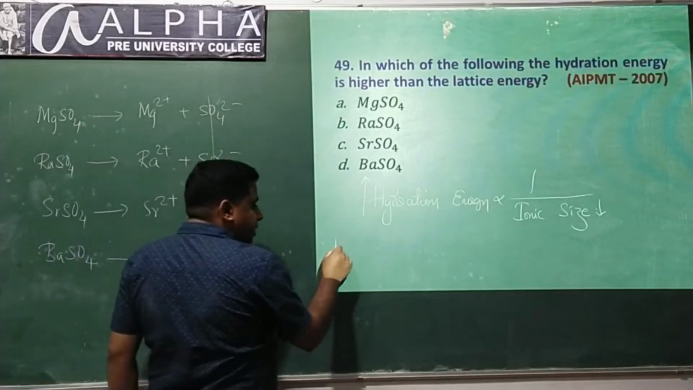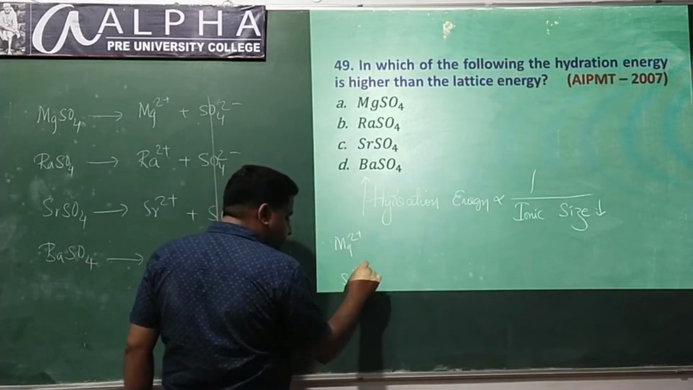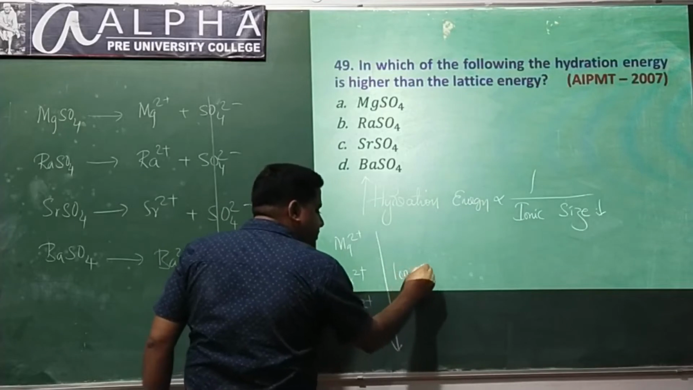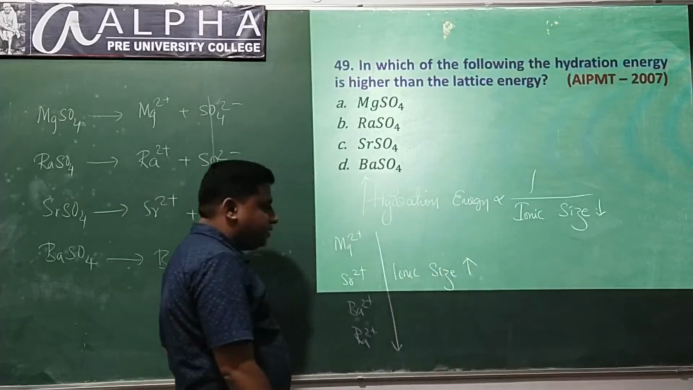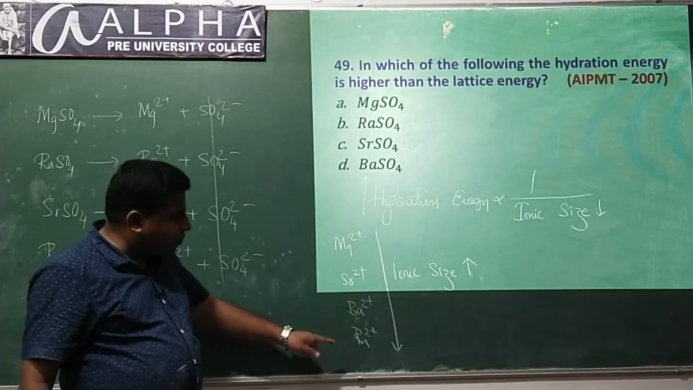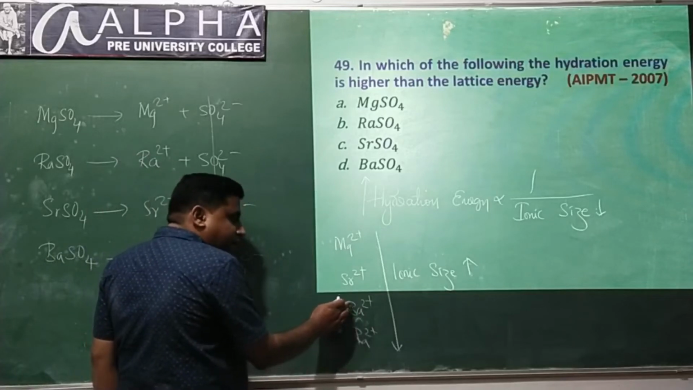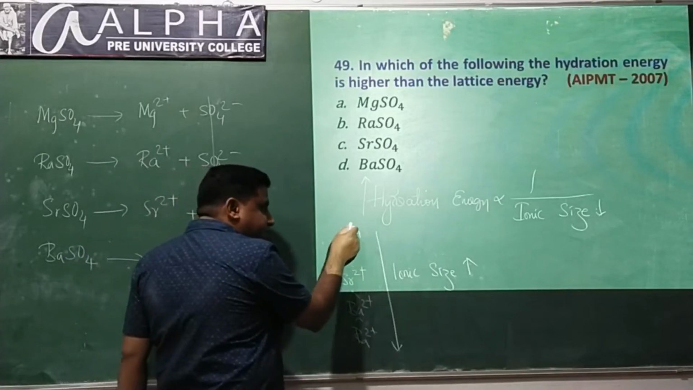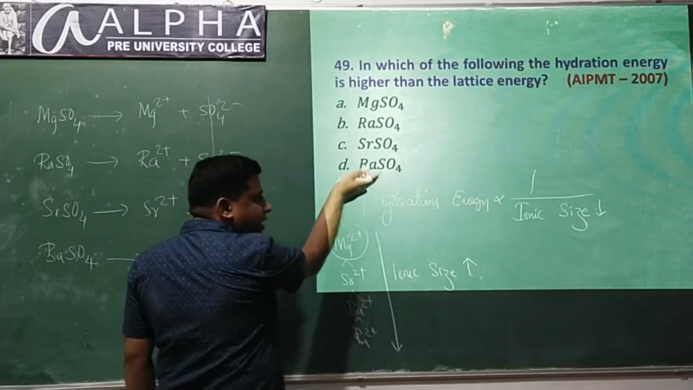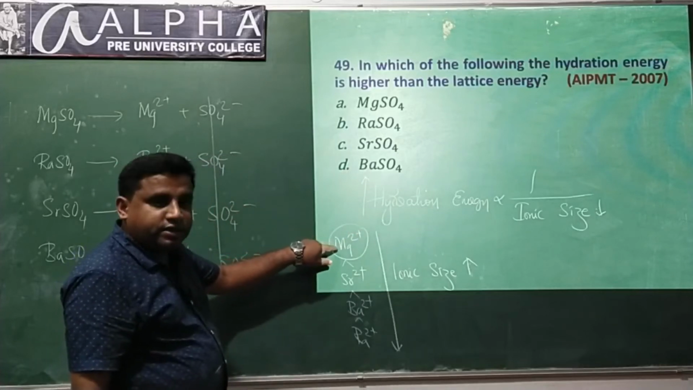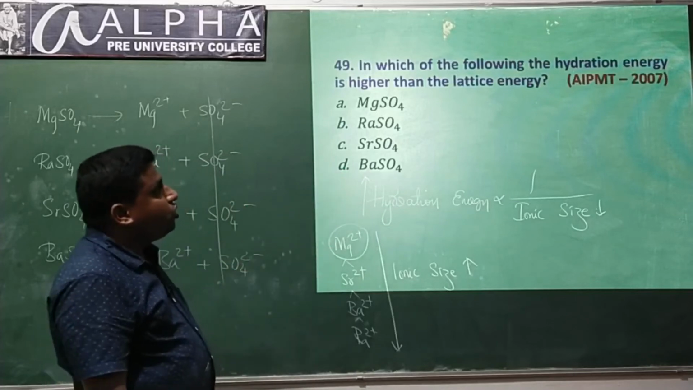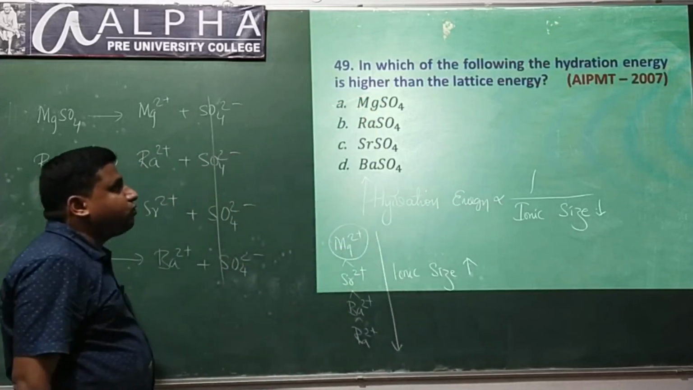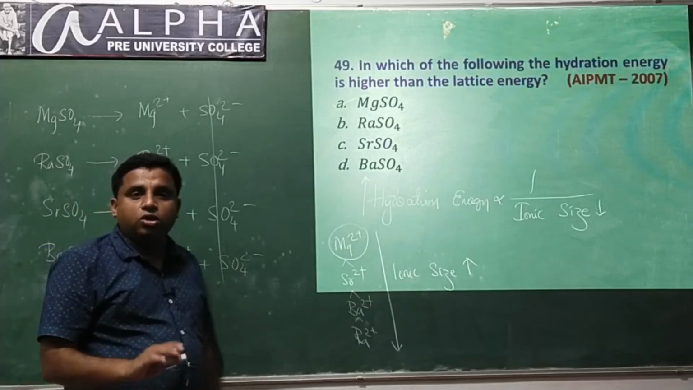In the group we have magnesium, strontium, barium and then radium. Down the group ionic size increases. That means radium ion is bigger than barium ion, barium ion is bigger than strontium ion, strontium ion is bigger than magnesium ion. So which ion has the least ionic size? It is magnesium. Smaller the ionic size, more will be the hydration energy. So in which of the following is the hydration energy higher? It is of course magnesium sulfate. Understood?